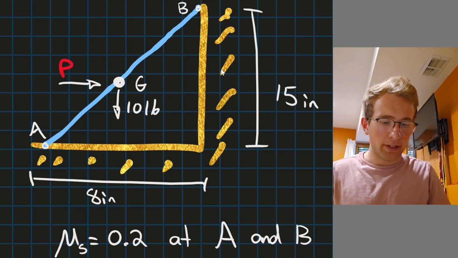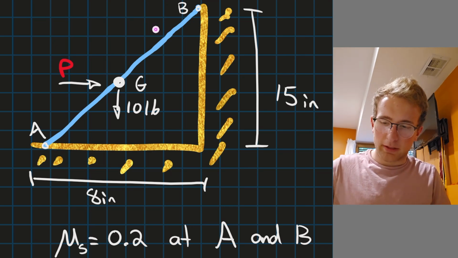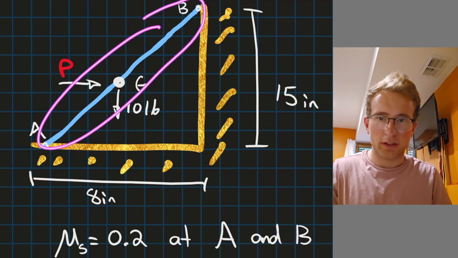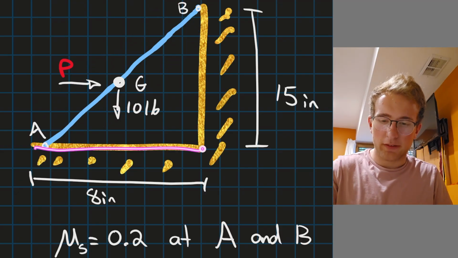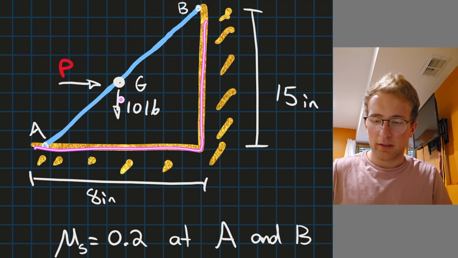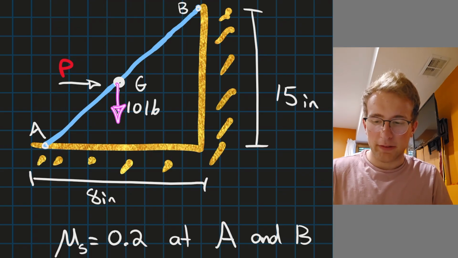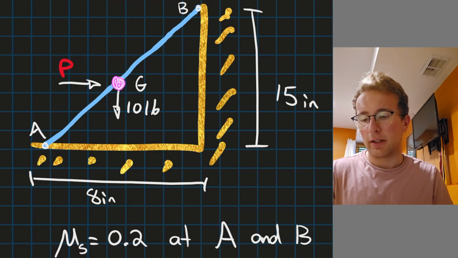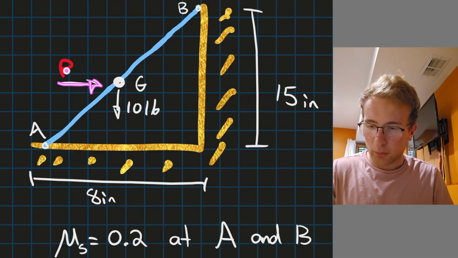All right, we are going to be looking at this problem where we have a ladder represented in blue, and it is leaning against this wall, and it has a weight of 10 pounds acting at the center G, and then we have an external force here, P.